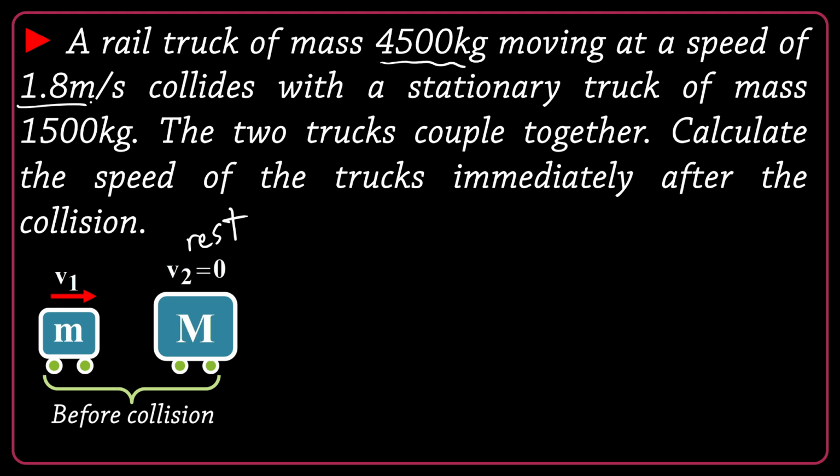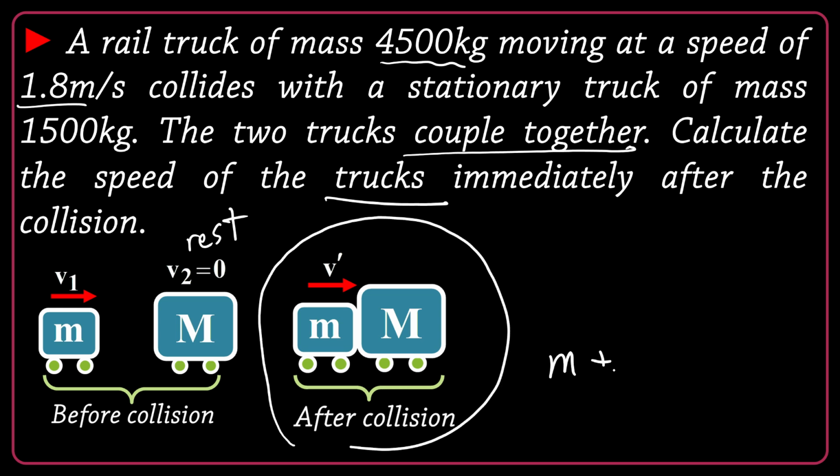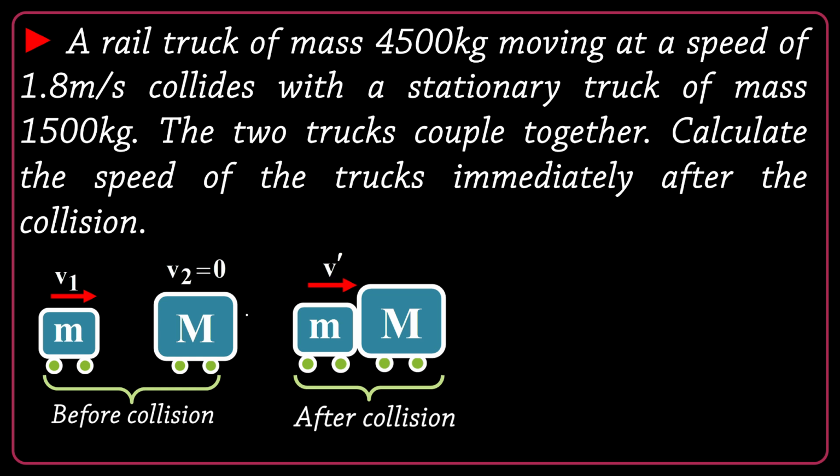The two trucks couple together, they stick together. It is a perfectly inelastic collision, so conservation of momentum is the only thing I can use. Calculate the speed of the trucks. Trucks means that they have a common speed immediately after the collision. After the collision, the total mass is m plus m, but we have just a single velocity for the system.